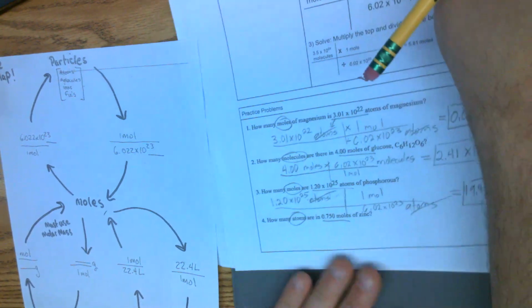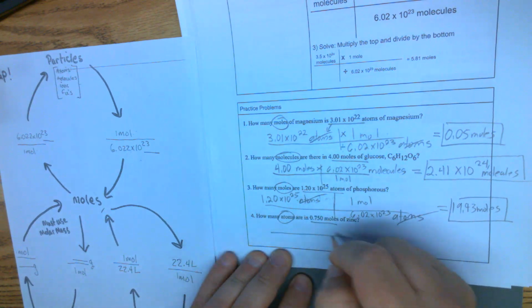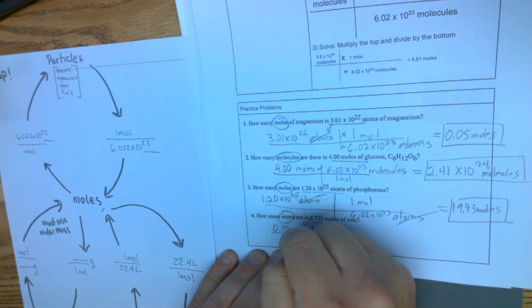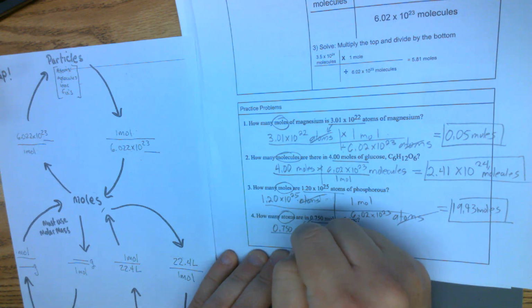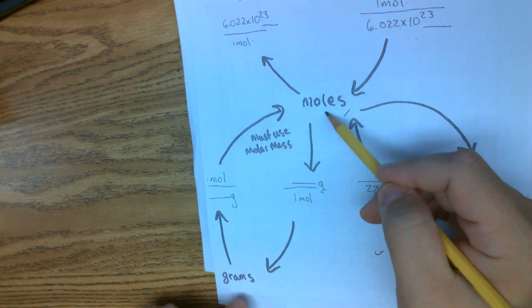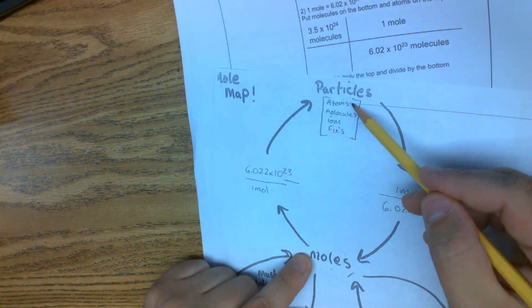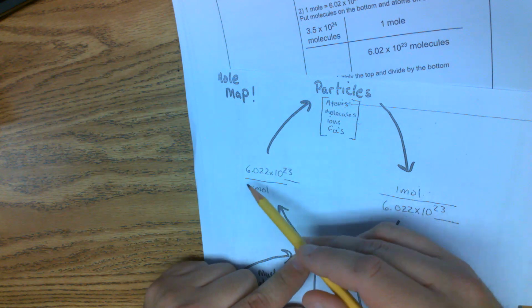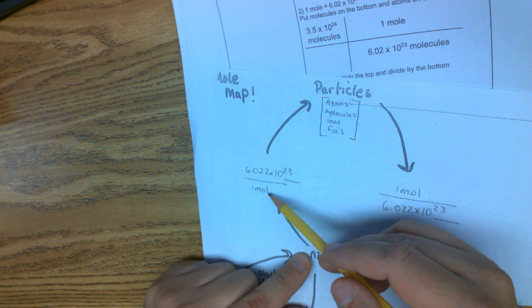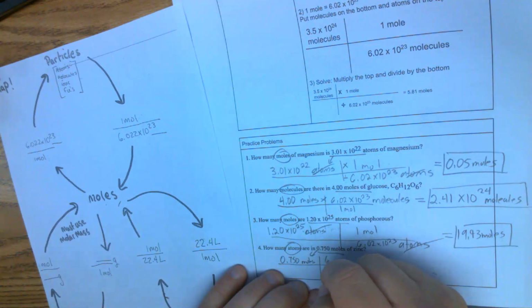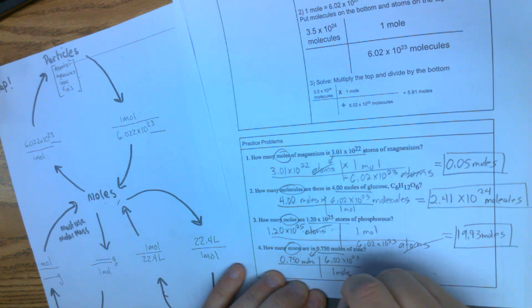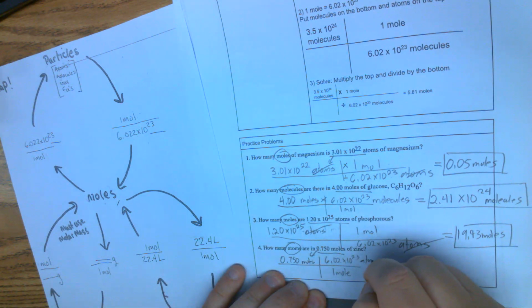All right. So let's look at the last one, number 4. So number 4, we have 0.75 moles of zinc, and then we're going to atoms. So starting with moles and going to atoms. Atoms are up here. We're going to follow this one. Avogadro's number on the top, 1 mole on the bottom. So 6.02 times 10 to the 23rd over 1 mole. Atoms are going to be our unit.